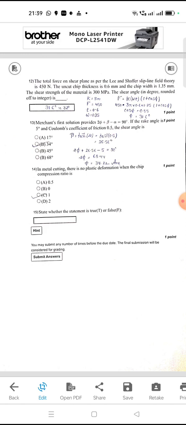And the question number 15 is not given. So statement is not given. So we cannot do this question. So these are the answers of all 14 questions.